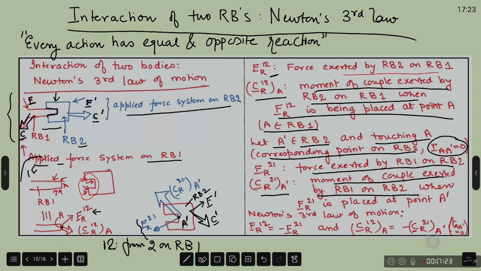Now I am invoking Newton's third law of motion, and we conclude that Fr12 should be minus Fr21. Fr21 and Fr12 should be equal but opposite in magnitude. This is coming from Newton's third law. And similarly, Cr12 at A is minus Cr21 at A prime.